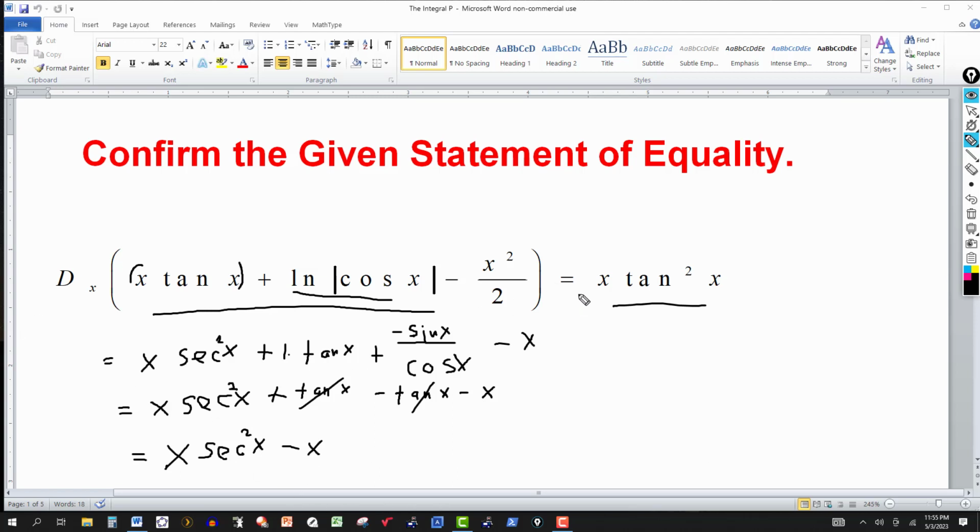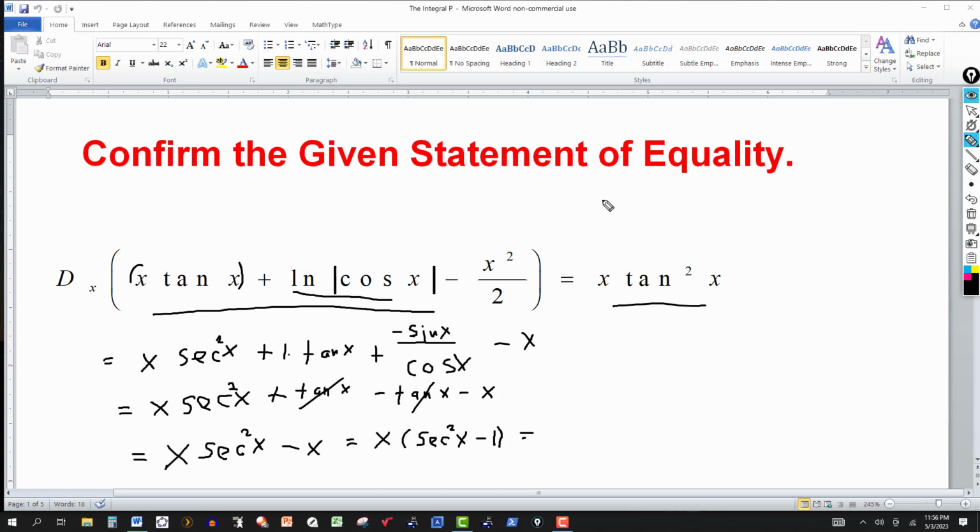So again, we're trying to get x tangent squared of x. So here you can see we can factor out an x. I take out an x. That leaves us with secant squared x minus 1. And you should recognize that now at that point.